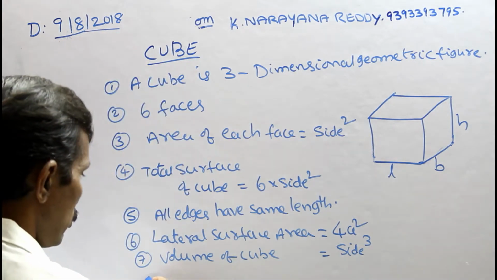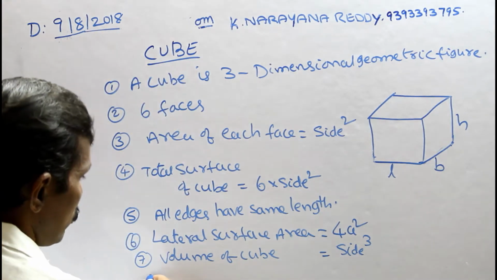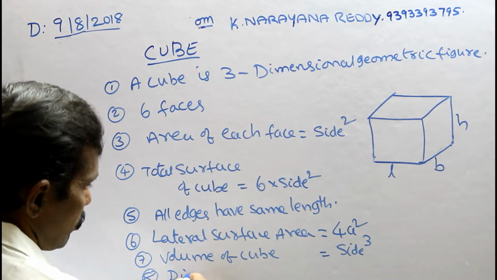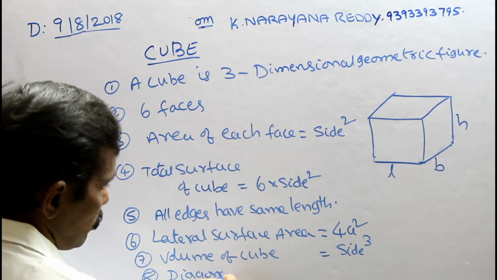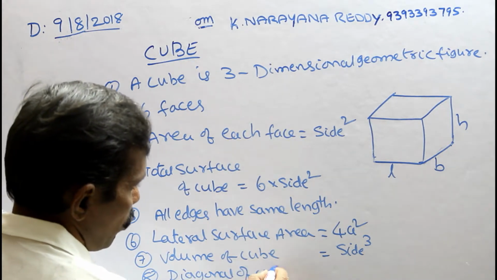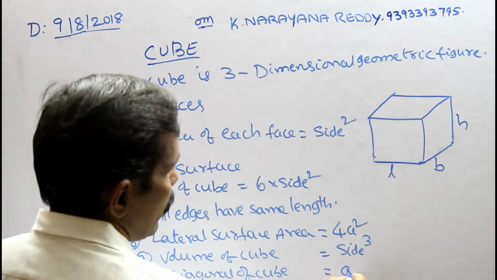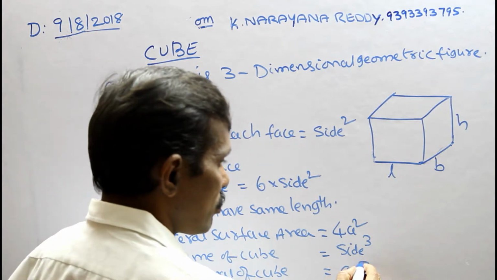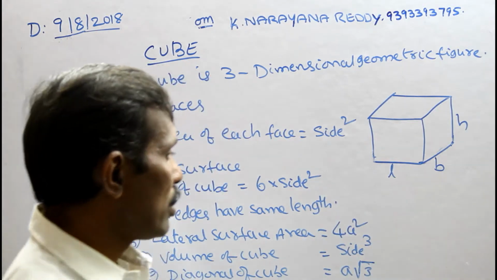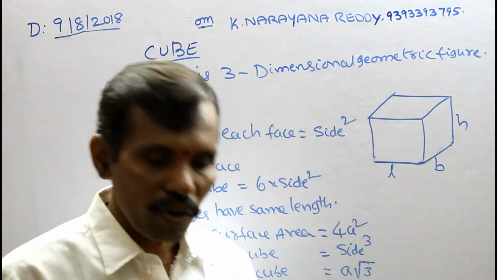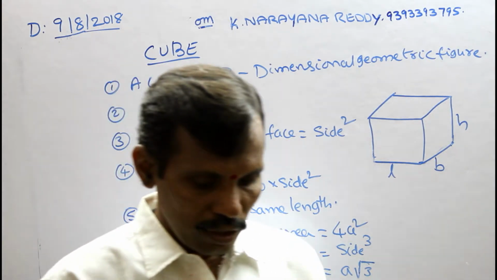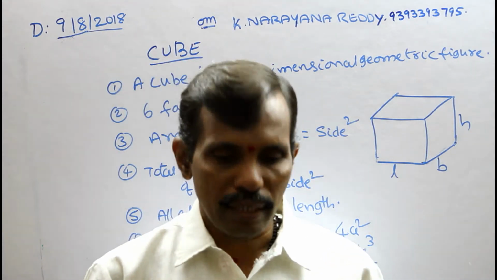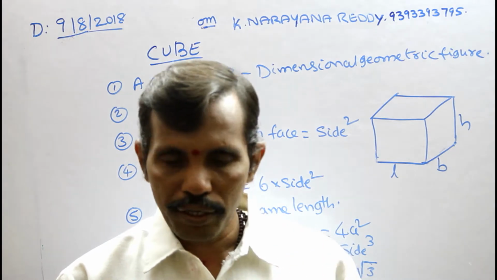Okay. Next one is diagonal. Diagonal of a cube is equal to a root 3. So these are the formulas regarding cube. These are the formulas regarding cuboid and cube.